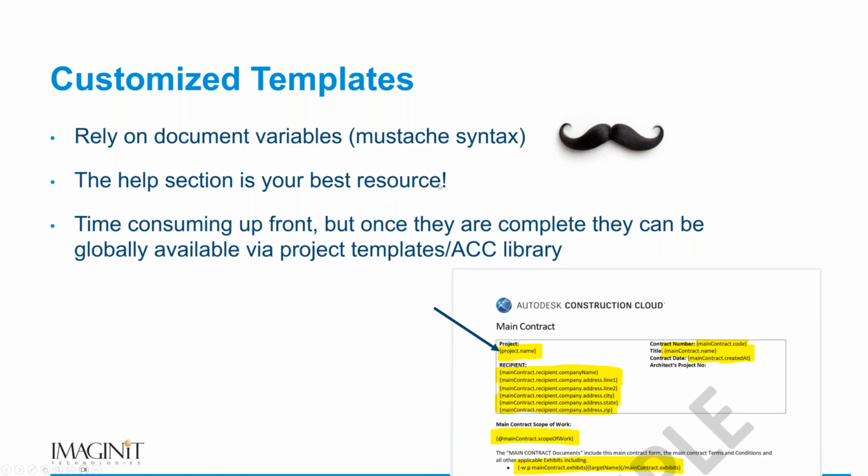When you're trying to understand what variables are available to populate your document templates, the help section is my favorite resource to rely on. It's kind of interesting, and I don't know that we'll have time to really deep dive into this, but the mustache syntax is not just limited to the variables provided in the help section of Autodesk. I'll show you where there are links to some of the other variables and the way that it can manipulate data, and you can create filters and rules within the document variable syntax.